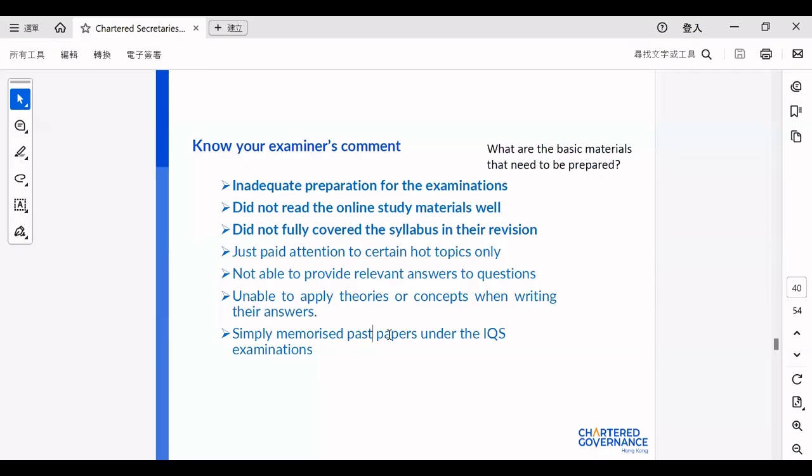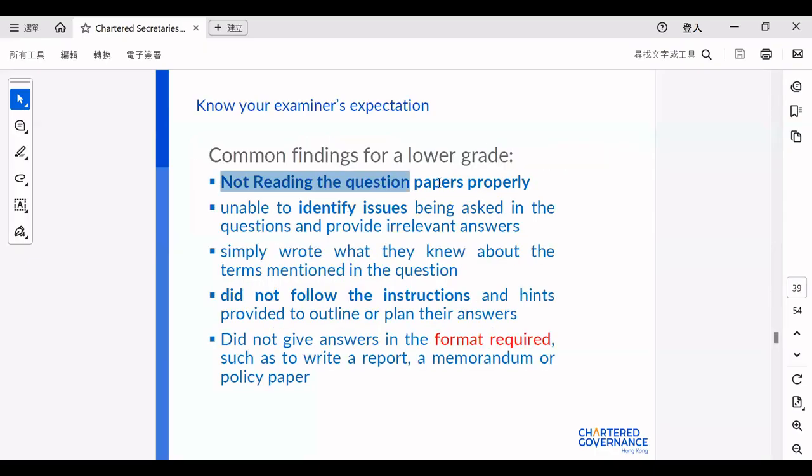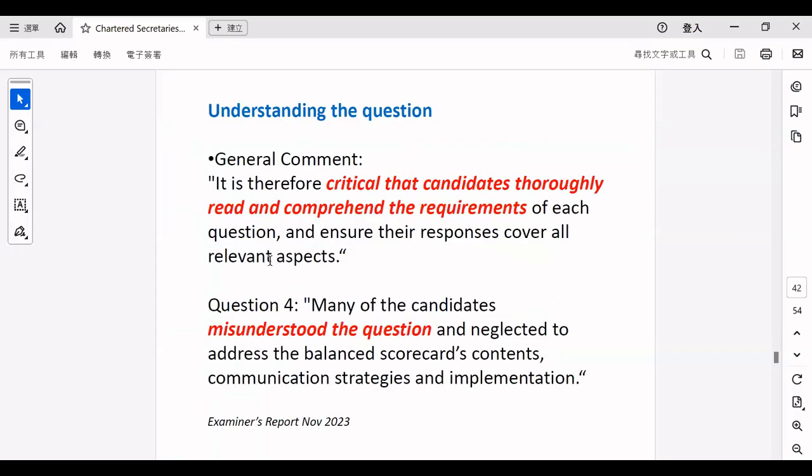So we have looked at quite a lot of the examiner's comments, and one of the most common comments is that they don't understand the questions, not reading the questions properly. So here are some techniques that could help you to be more focused on what is required from the questions. Now here, again, we look at the comments first.